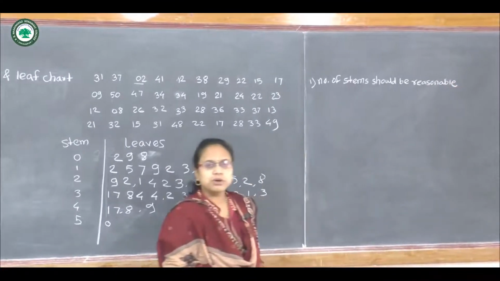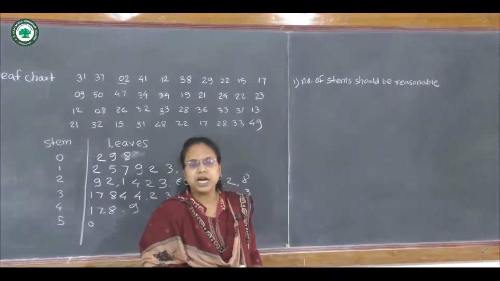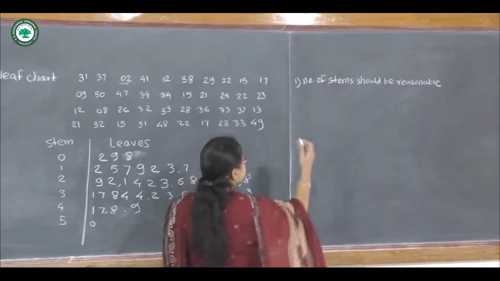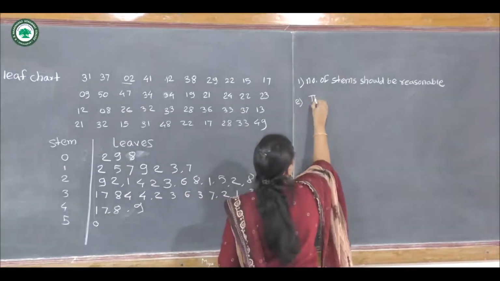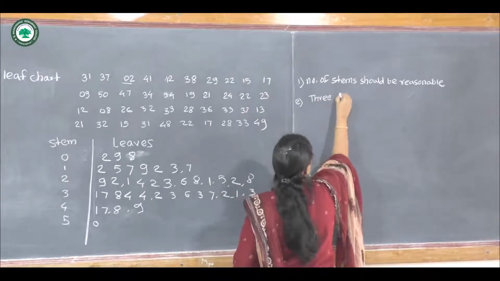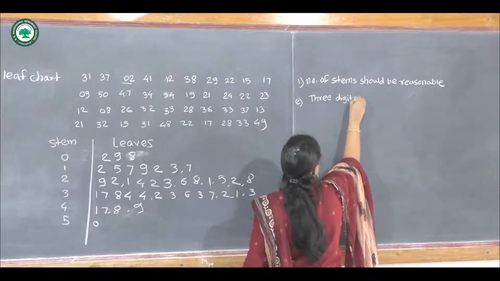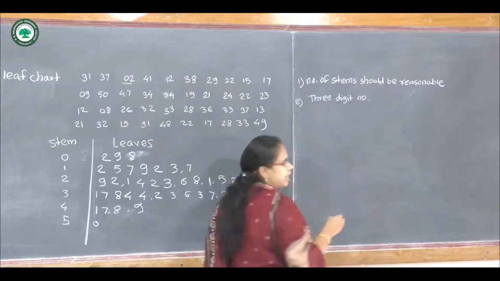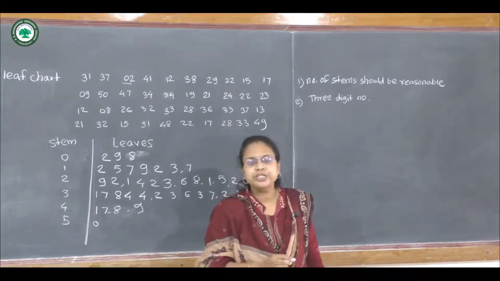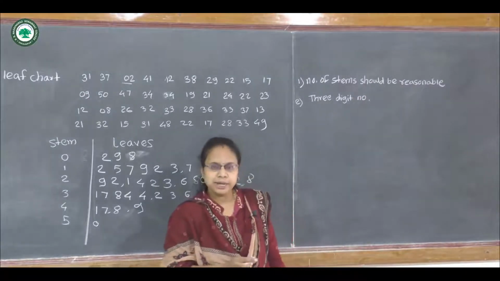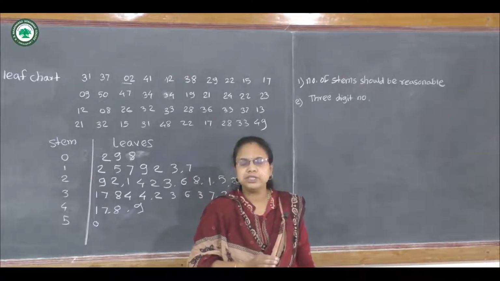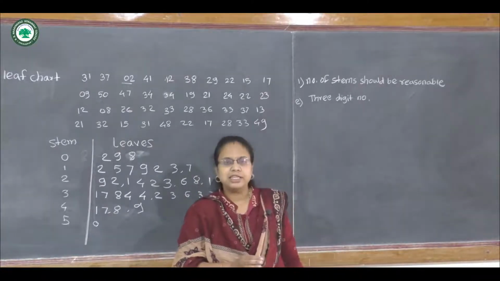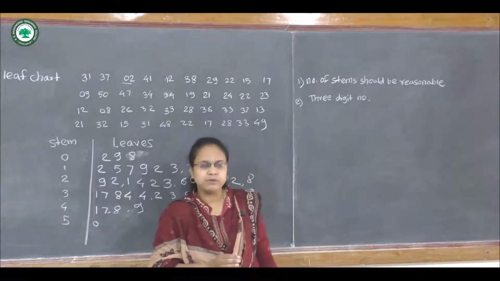That is, the number of stems should not be too large or too small. Then if there is a 3-digit number, in that case the first 2 digits can be taken as the stem and the third digit, which is at the unit place, can be taken as the leaf for that data.